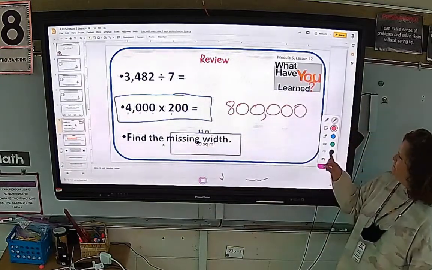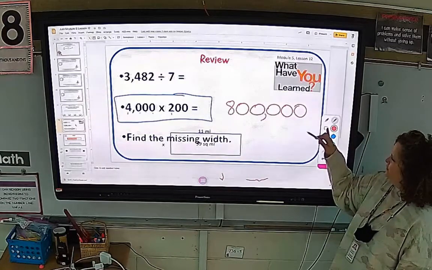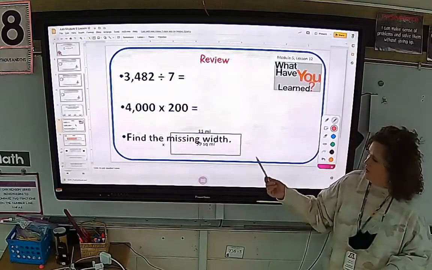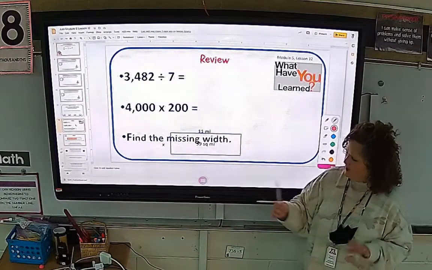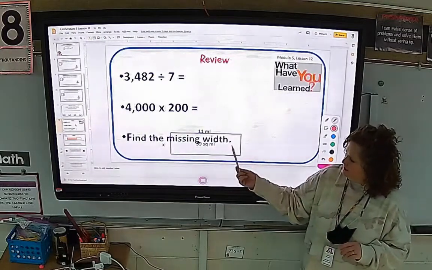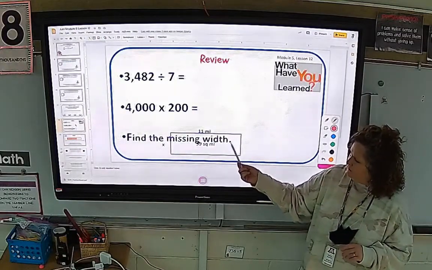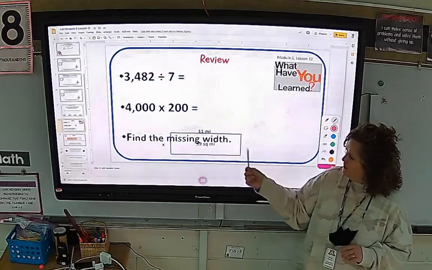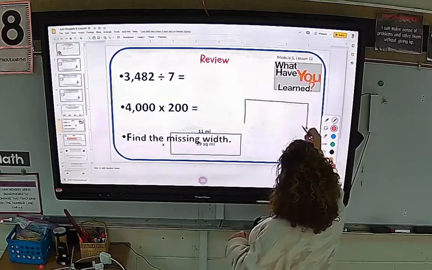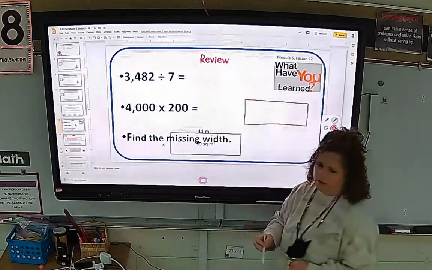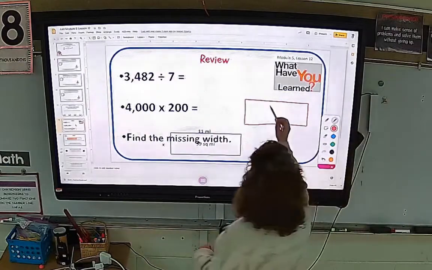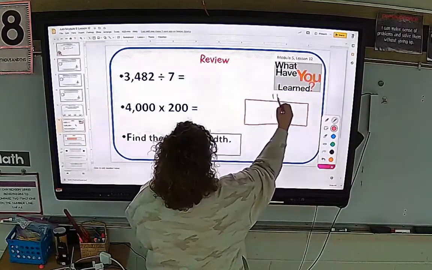Okay? Now I'm going to ask a question. Since we've already done some multiplication and division, let's just talk about this one. I'm sorry that sometimes the pieces get on top of each other, and I didn't go in and move it. But if we were going to find the missing width, I don't know if y'all remember back at the beginning of school, we talked about area and perimeter and how to find it. And this is saying that this is 11.